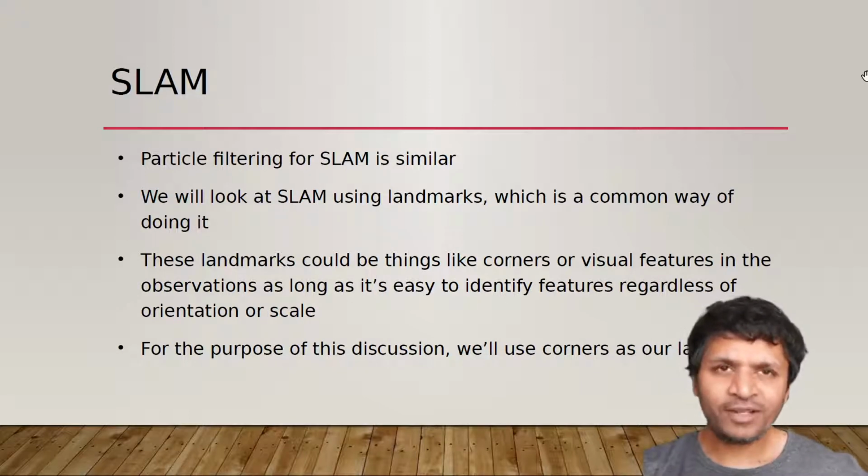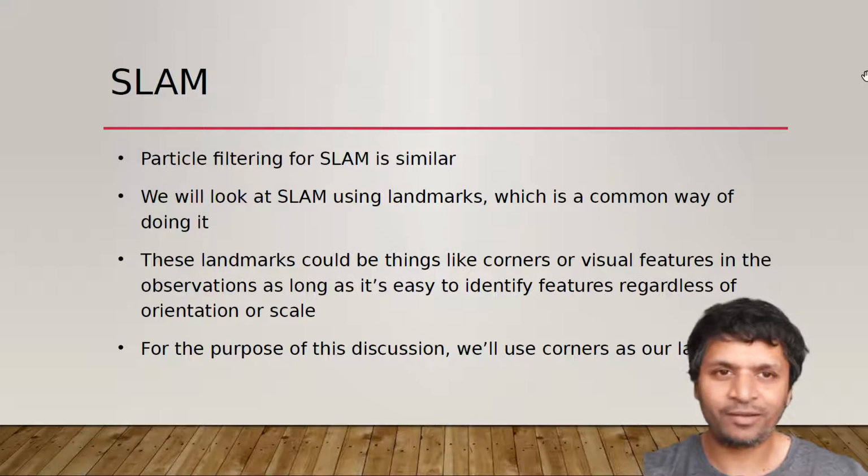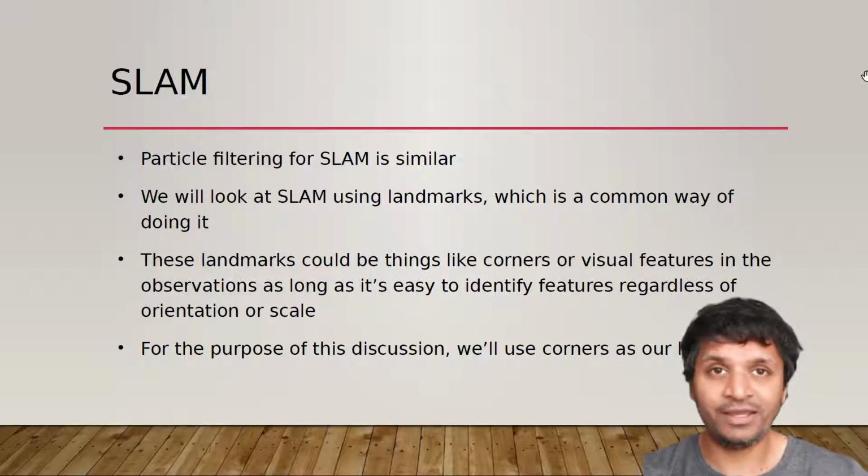Okay, so for SLAM it's quite similar. We have the same problem basically. We've got an individual observation and an individual control input, and we're trying to figure out where we are and what the map looks like. You can't really do that. What you have to do is base it on the entire history of observations and controls that we applied, right? So we use particle filters because they're going to do basically the same thing they did in the localization example, and they're going to keep track of history for us without any real effort.